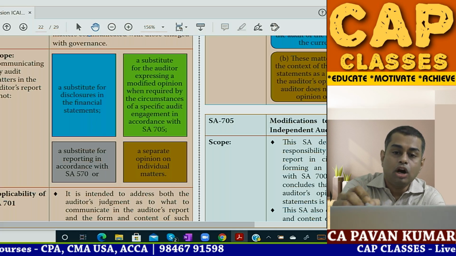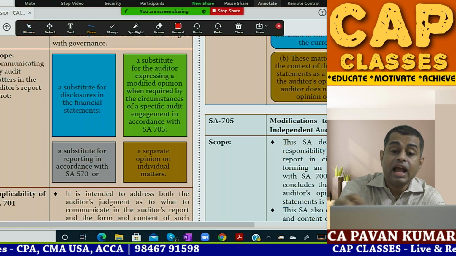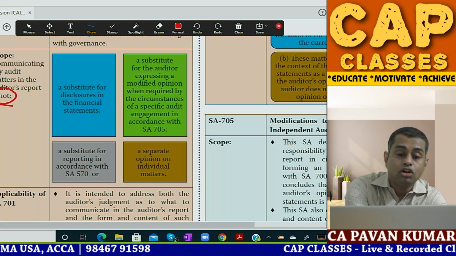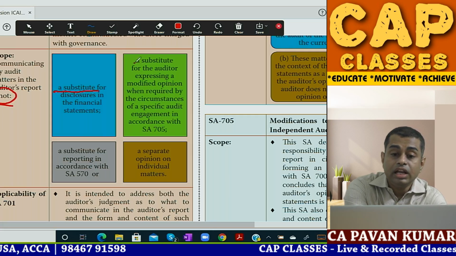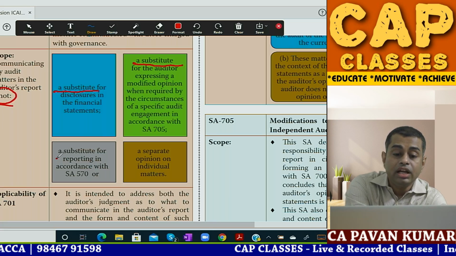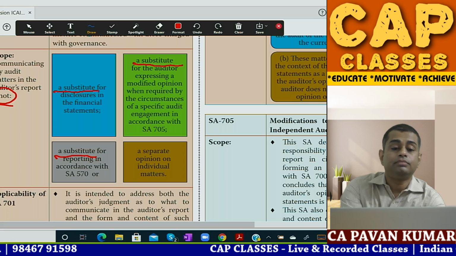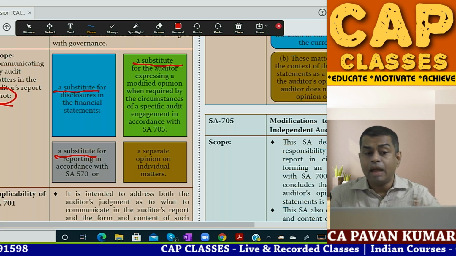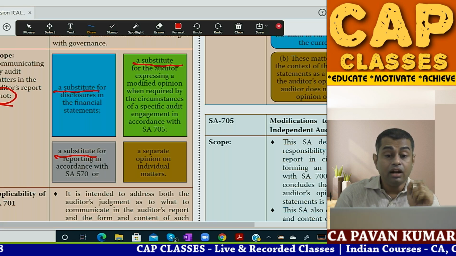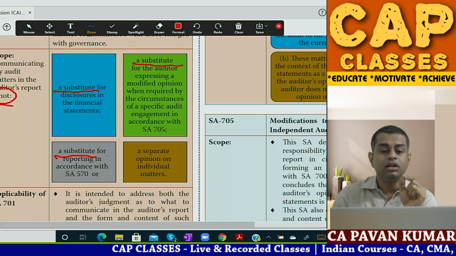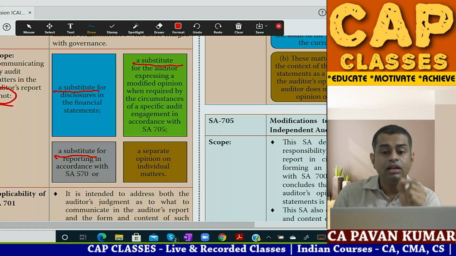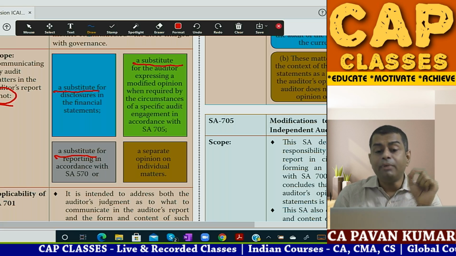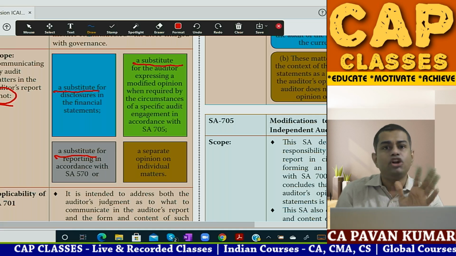So remember, CAM is not a substitute. You understand? CAM is not a substitute for disclosures in financial statements, for reporting on going concern, for modifying the audit opinion, and a separate opinion on these matters will not be given.